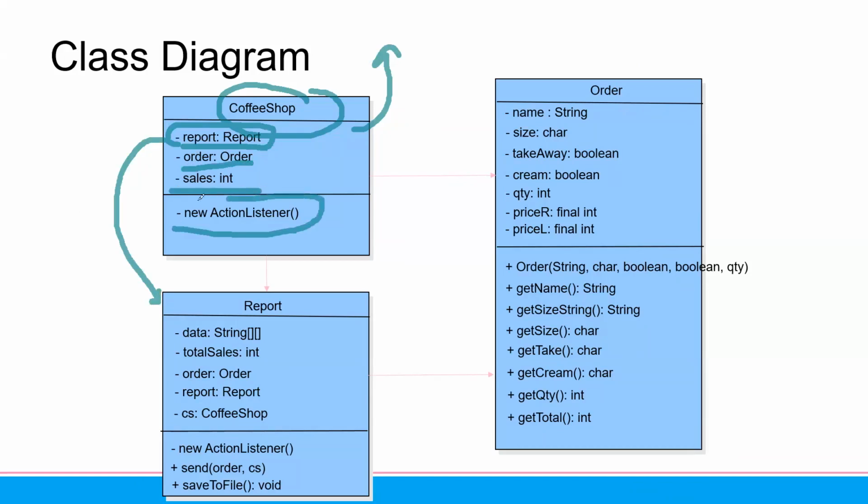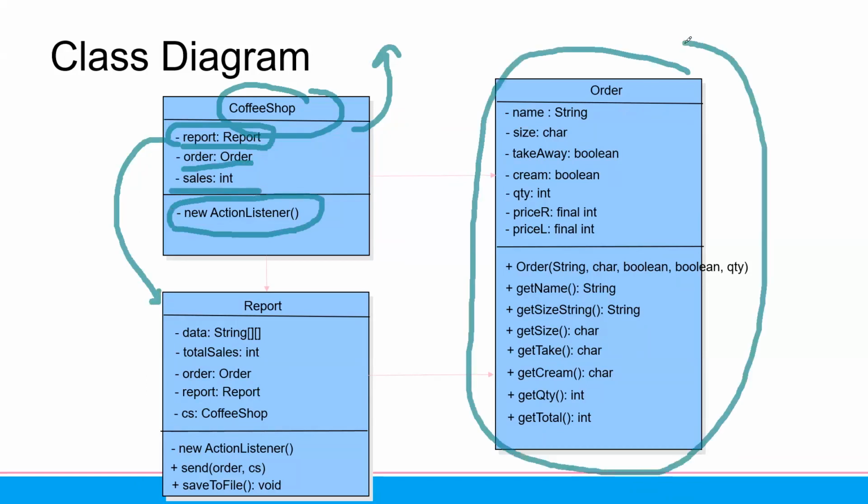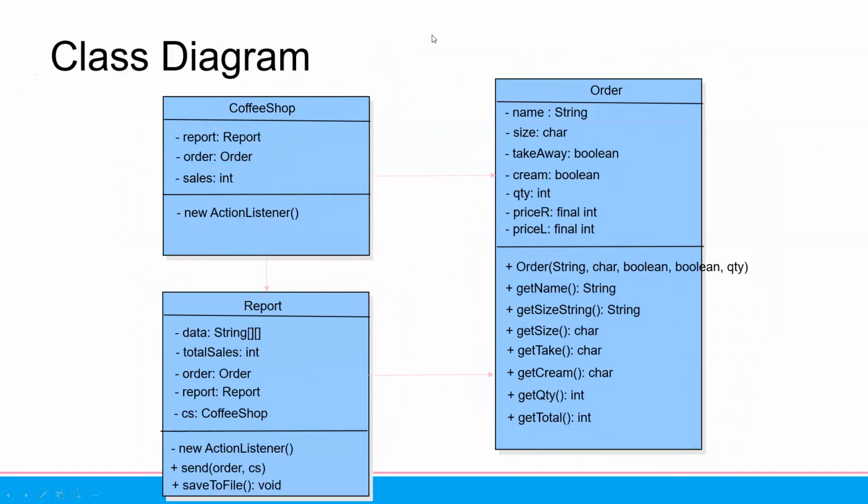And we will create a new action listener. It is to connect with the order. And it is also to connect with the report. The order, you already know the class. Now we are going to make report. So you can see here, there's an arrow. So the coffee shop will connect to the order. Your coffee shop will connect to the report, and the report will connect to the order.